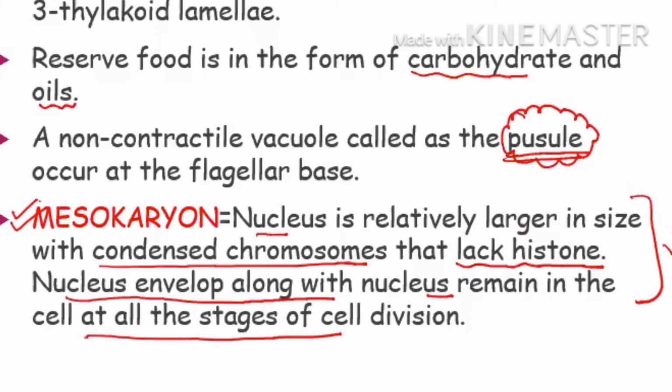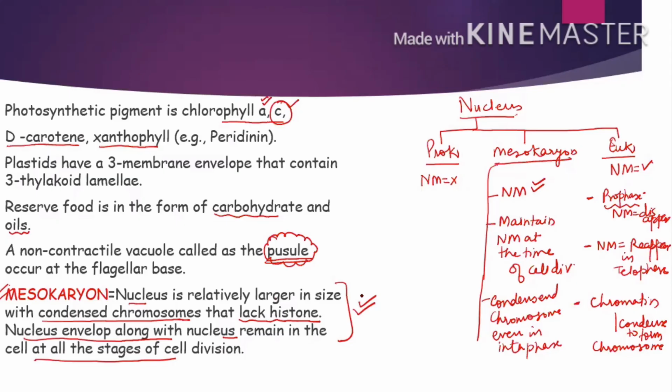In case of prokaryote, first of all, nuclear membrane is not present. Now dinoflagellates are having nuclear membrane, but they are not disappearing it at the time of prophase, they are maintaining it. Though in case of eukaryote, nuclear membrane disappears and reappears in the telophase. Then second is, in case of eukaryotes, chromatin is present in interphase and chromosome is present during M phase. But in case of mesokaryon, dinoflagellates, they are having the condensed chromosome even in interphase also. And third difference, they are not using histone proteins. I hope up till here concept is clear to you.